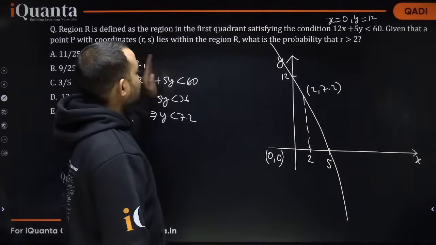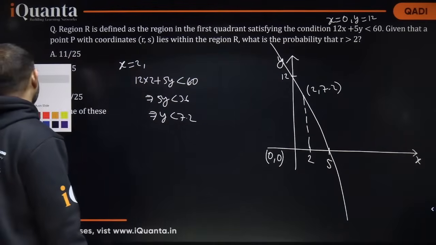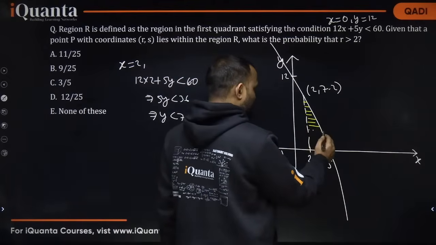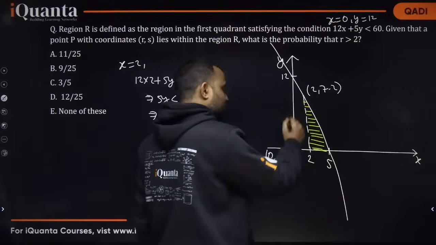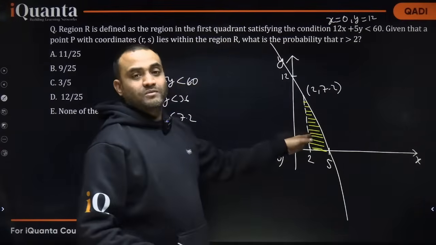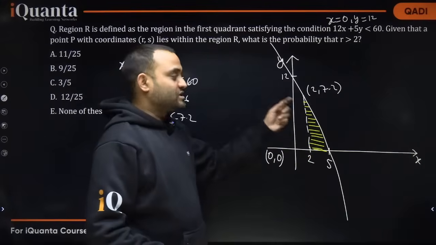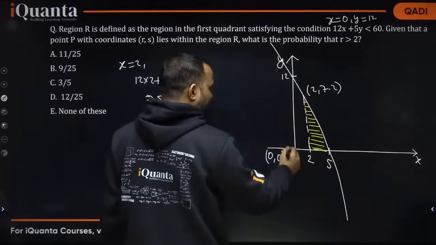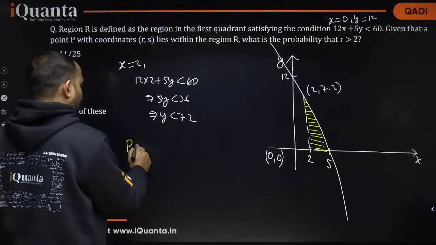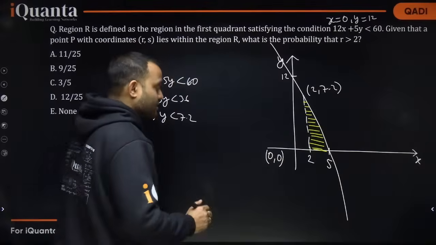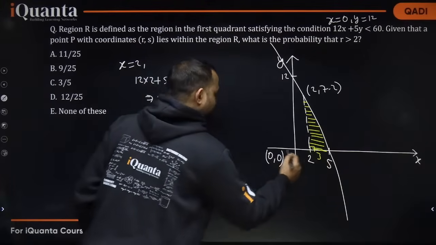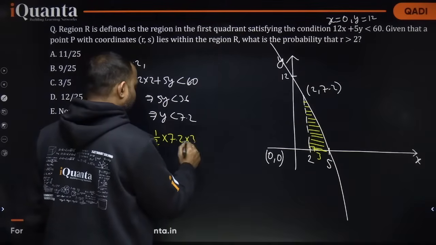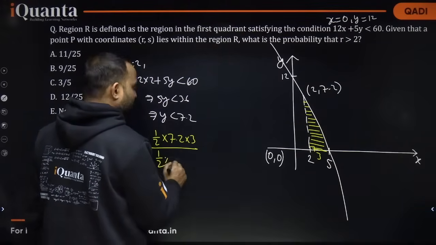So the question is, what is the probability that r is greater than 2 and (r, s) lies within the region? So r is greater than 2, we are talking about this region. Out of this whole triangle, we are talking about this region, right? So what is the probability? What's the height here? 7.2 is the height. Here height is 12. So the probability that we are looking for, the favorable outcome, this length is 3. Half into 3 into 7.2 divided by half into the area of this triangle.